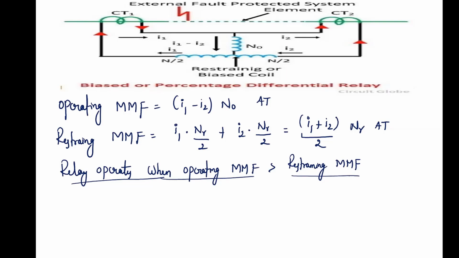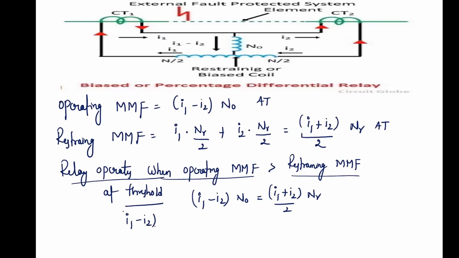Okay. So at the threshold, when both are equal, what is the condition? (I1 - I2)/N0 is equal to ((I1 + I2)/2) × NR. These two should be equal. Now, if you take this to the other side, you get (I1 - I2) / ((I1 + I2)/2) equals NR/N0.